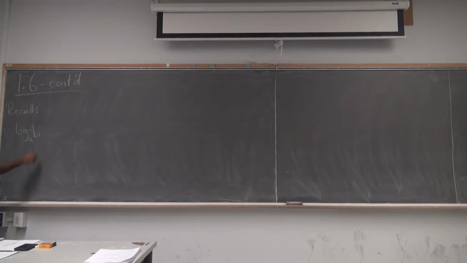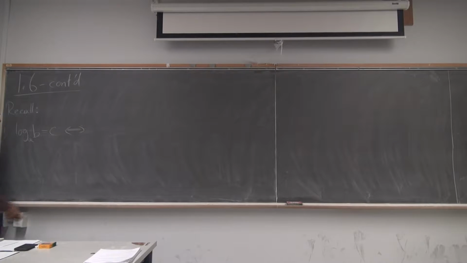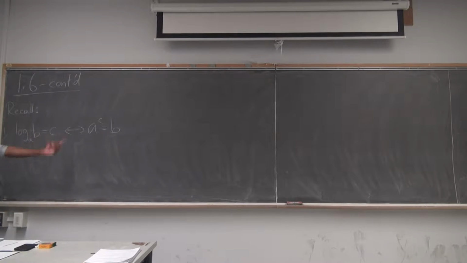Law 1 was: log to the base a of b equals c means a to the c equals b, right? So log just provides another way to write an exponential. It basically says that the log of a number to a given base is the power you have to raise the base to in order to get the number. So a raised to the power c will give me b. That's one law you should remember, and it's actually the definition of a logarithm written in mathematical terms, not English.